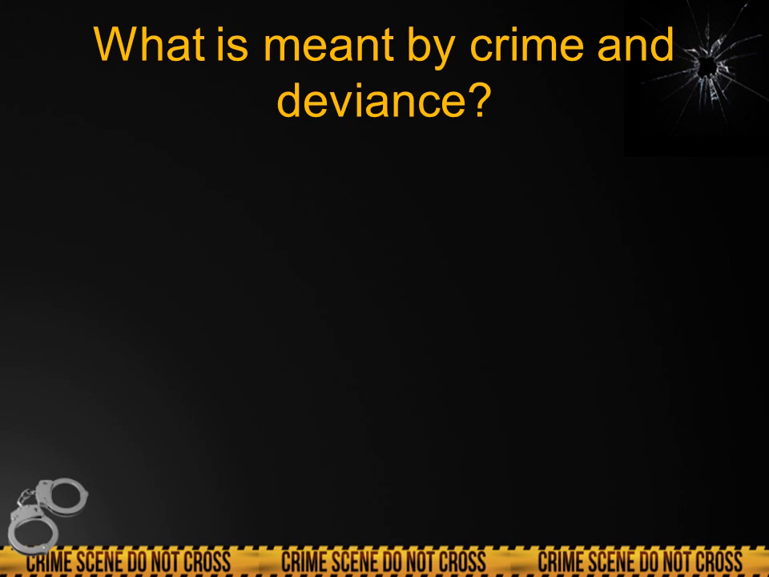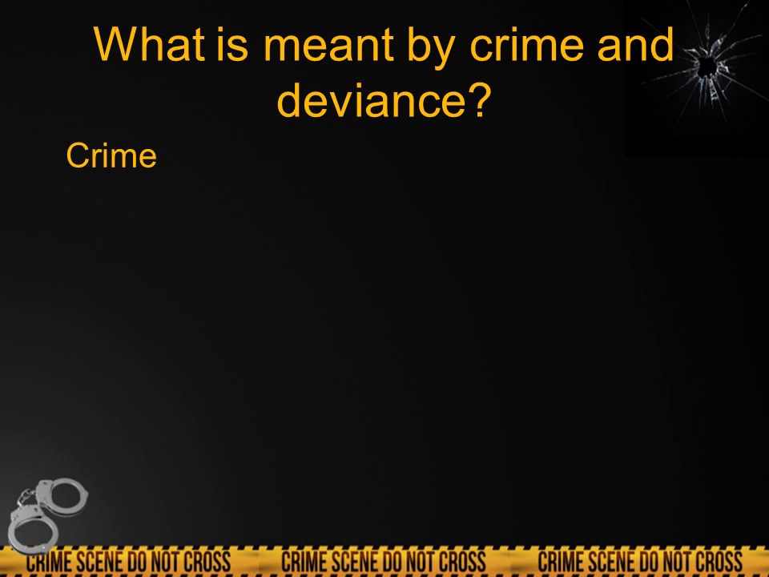So what do we mean when we talk about crime and deviance? Well, crime, as you're probably aware, is an illegal act and it's punishable by law. So it can result in criminal proceedings if detected. So, for example, if you commit a murder, then the likelihood is that you will end up in prison. So that would be the sanction for that particular crime.